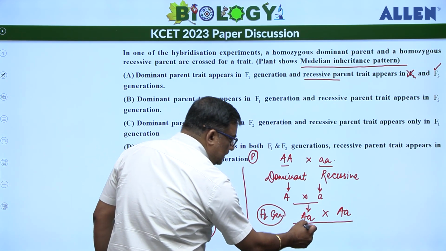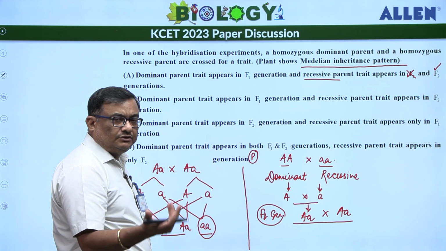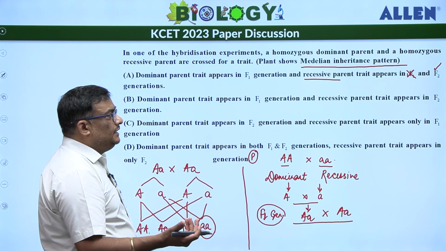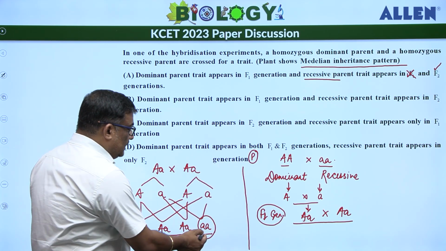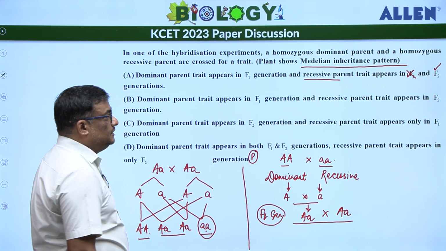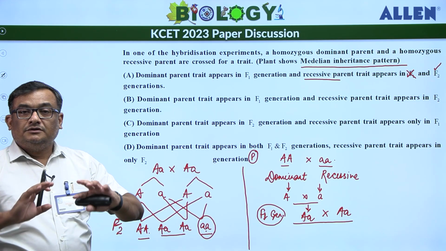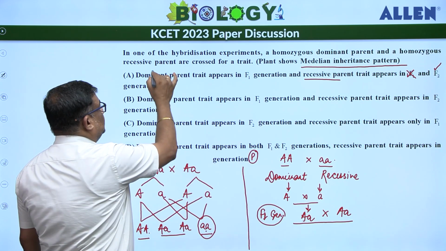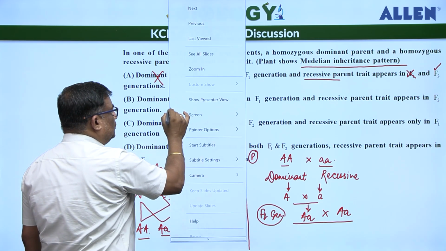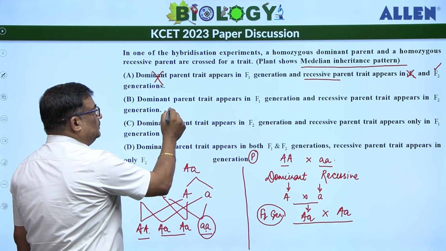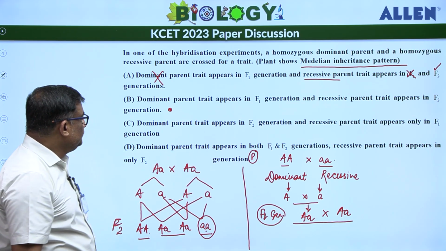Now coming back to the second one, dominant parent trait appears in F1 generation. In the F1 generation, dominant capital A is there, so the dominant trait will appear. And recessive parent trait appears in F2 generation. Seems to be correct? Seems to be correct. So this one is ruled out. This seems to be correct, not to be concluded right now.